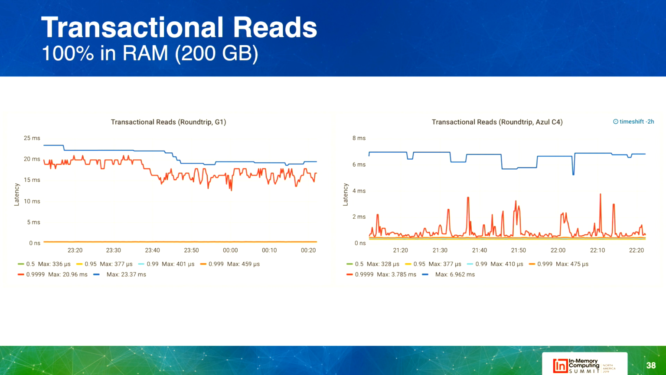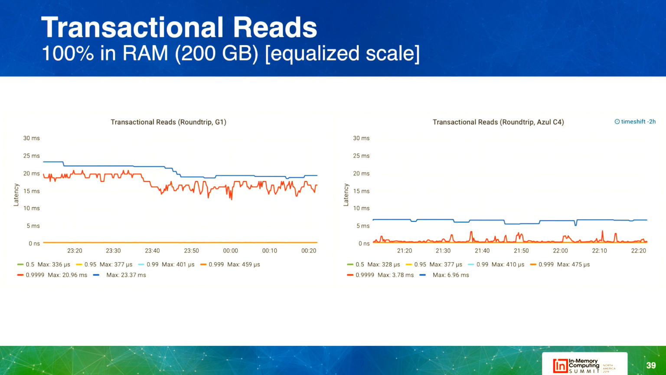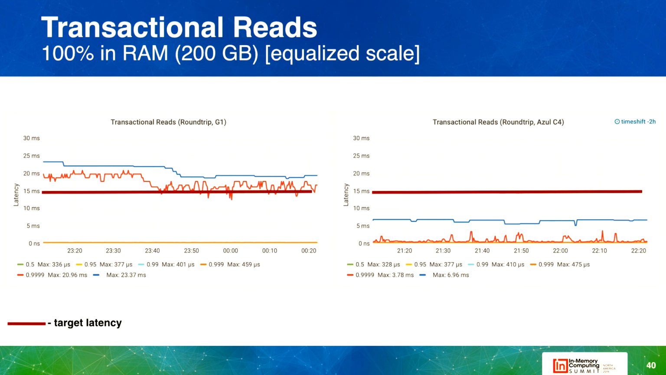These are transactional reads. What you see on the left is the G1, and what you see on the right is always C4. Now, okay, the shapes look a little different, and you can compare the two, but they might not look that different until you actually look at the y-axis scale. If we actually scale this to the same y-axis, this is what it looks like. And the reason this is important is right there is the SLA line. Right? So if you cross that red line, you're broken. Zing is not broken. OpenJDK at this load is broken for this workload, for that specific SLA.